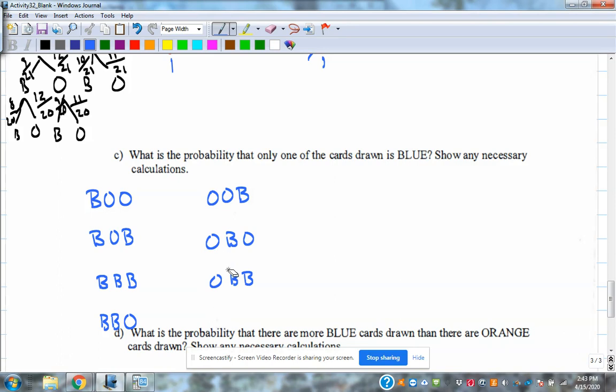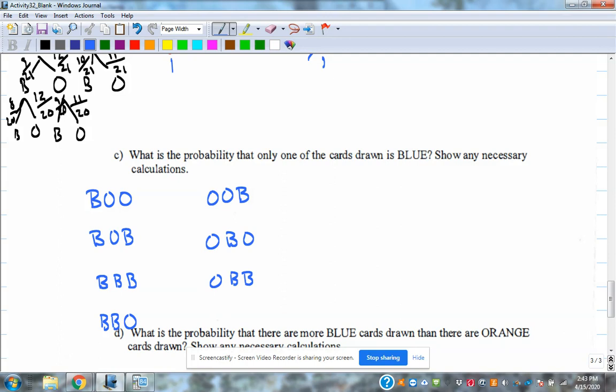Let's see. We got blue in the first position with orange and orange. Blue in the first position with orange and blue. Blue in the first position with blue and orange, or blue, blue, blue. We could have orange, orange, blue, orange, blue, orange. We've already done blue, orange, orange, so we could have orange, blue, blue. Okay, so we've got to find probabilities of each of these things and then add them all together.